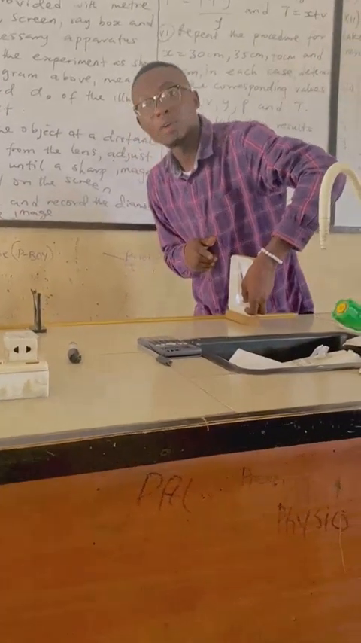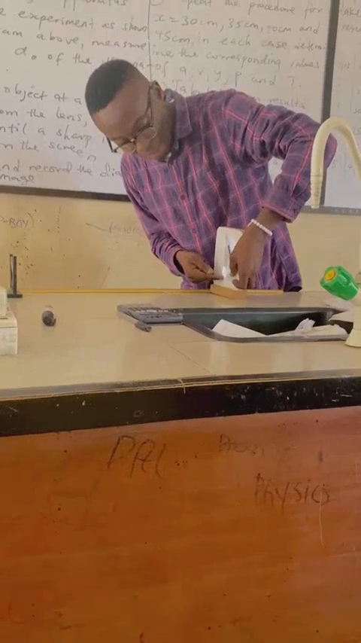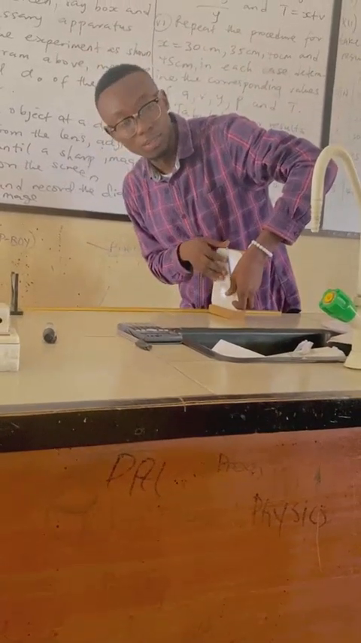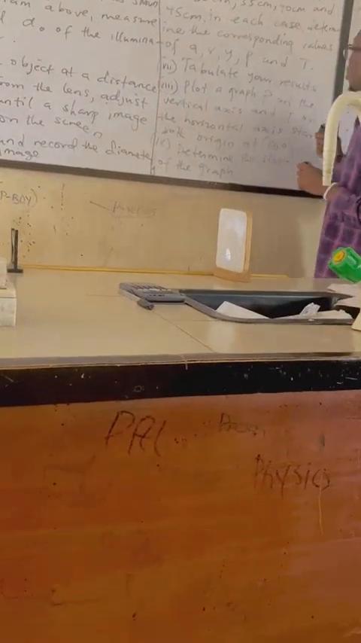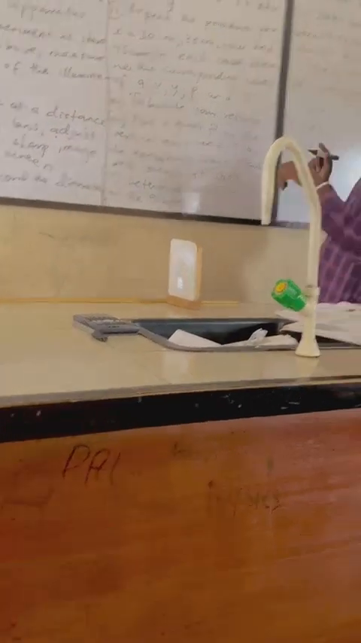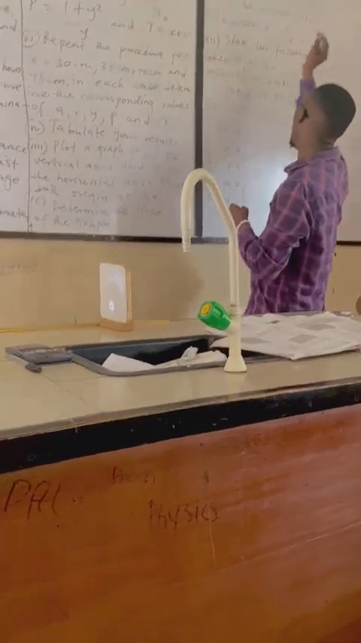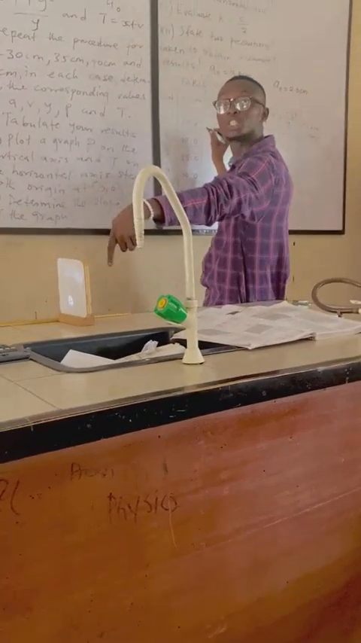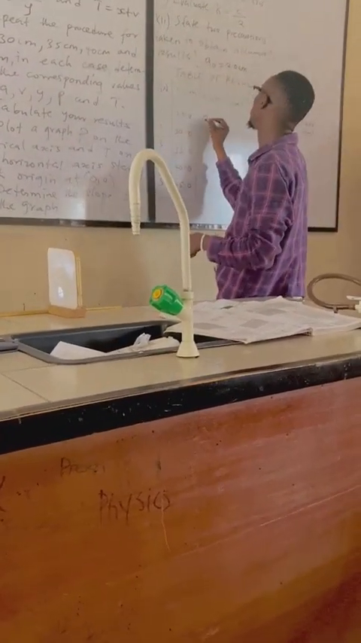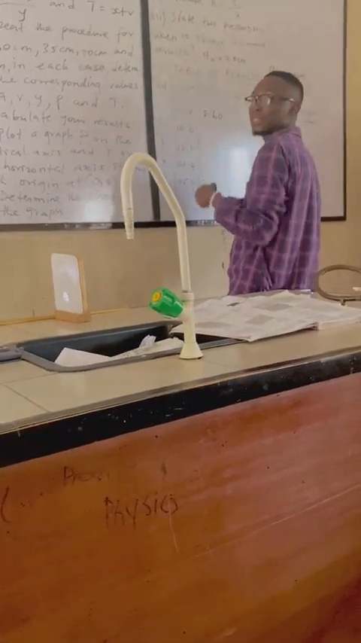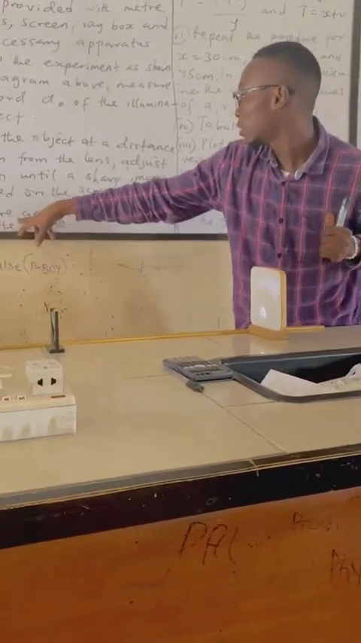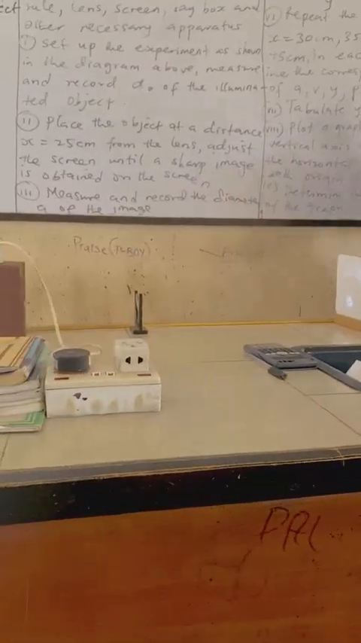Okay, so I now get that the diameter of this image formed is 2.6. So at 25 cm, the diameter of the image formed on the screen is 2.60. So I'm going to record it that way. The next thing said, measure and record the diameter of the image, which we've done.